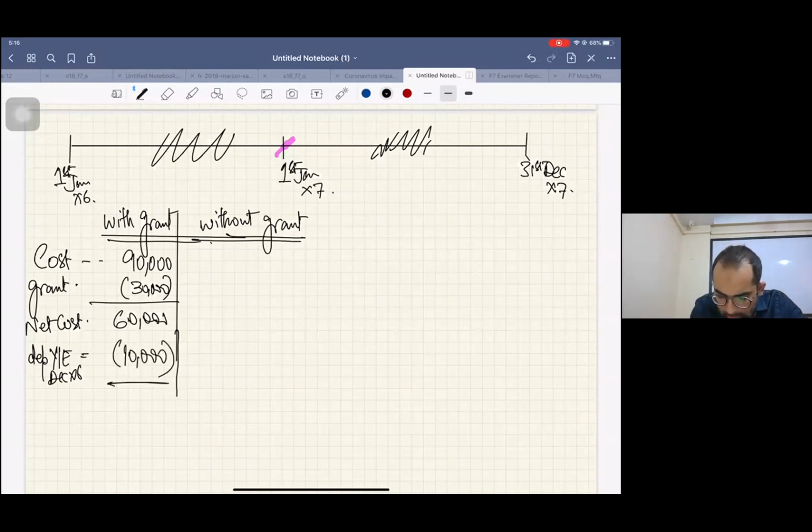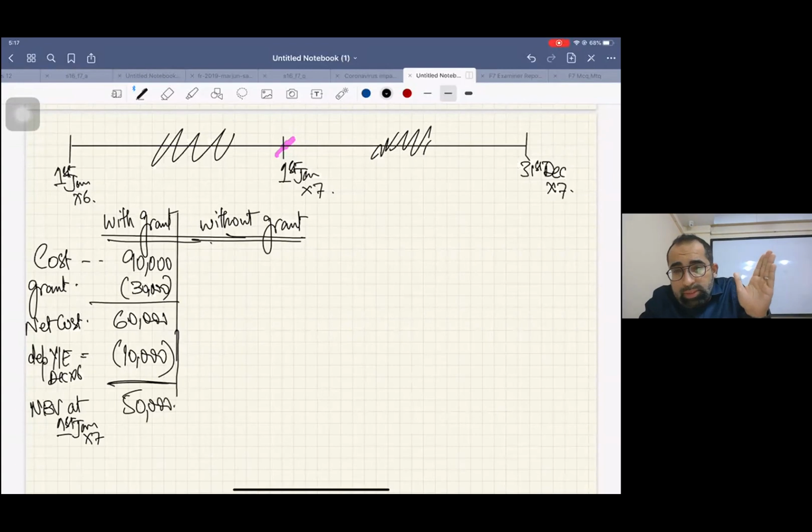So NBV, or sometimes we say net book value, or sometimes carrying value, whatever word looks good to you, you can use. NBV at 1st January X7 is 50. That means we were simply following the grant accounting till 1st January. But on 1st January we came to know that we have breached the condition. So now we needed to repay the grant. That means now we are without grant. And this is basically a change in accounting estimate, because suddenly we received this information. This information was not available before. So we need to do something prospectively.